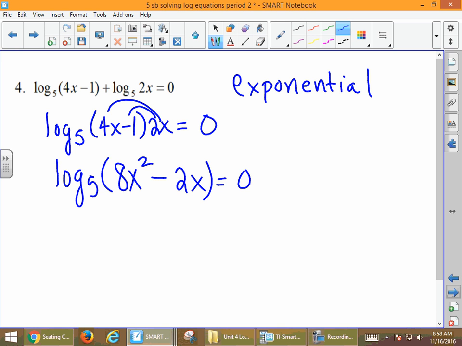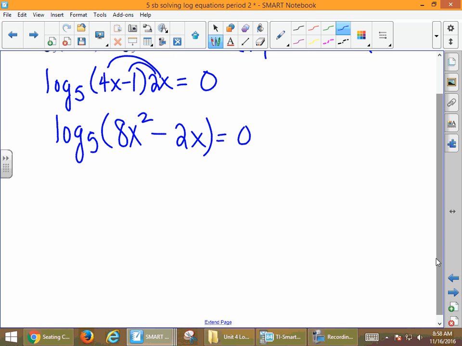And again, a logarithm is another way of writing an exponent. So what's our base on our logarithm? Our base is 5. But whatever the logarithm equals is what our exponent is. So what's our exponent in this problem? There's the 0. It's going to equal 8x squared minus 2x.